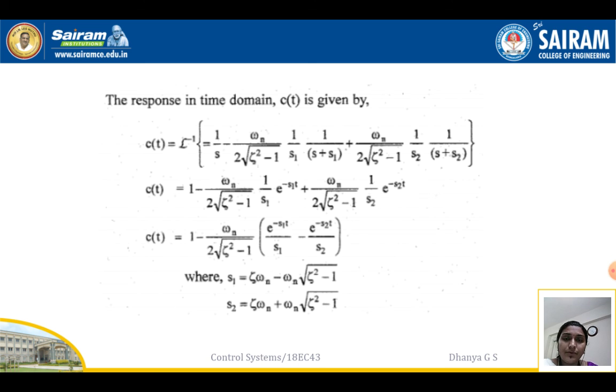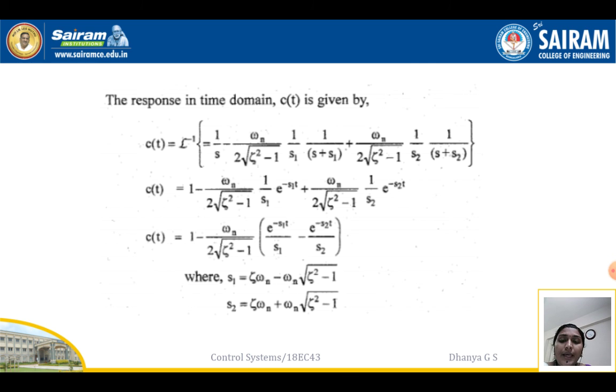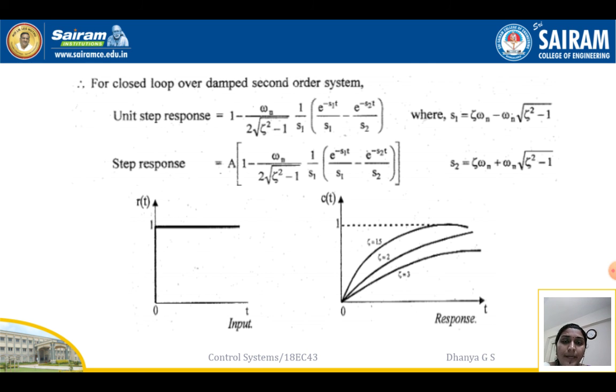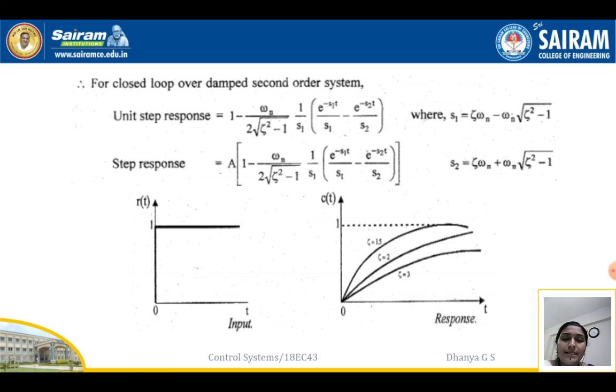So we have the same thing for a glance over here. Now the unit step response means 1 minus omega n divided by 2 into root of zeta square minus 1 into 1 by s1 into e power minus s1 t divided by s1 minus e power minus s2 t divided by s2. And if it is a step response, you have to multiply it with a value. So you have already seen the equation with respect to unit step and step response. If it is a step response, it has to be multiplied with a, otherwise the equation is as such.